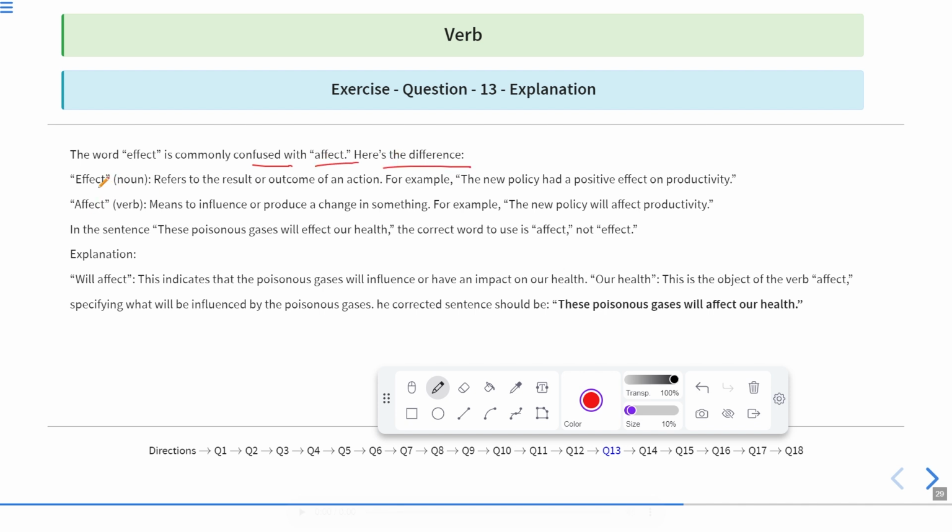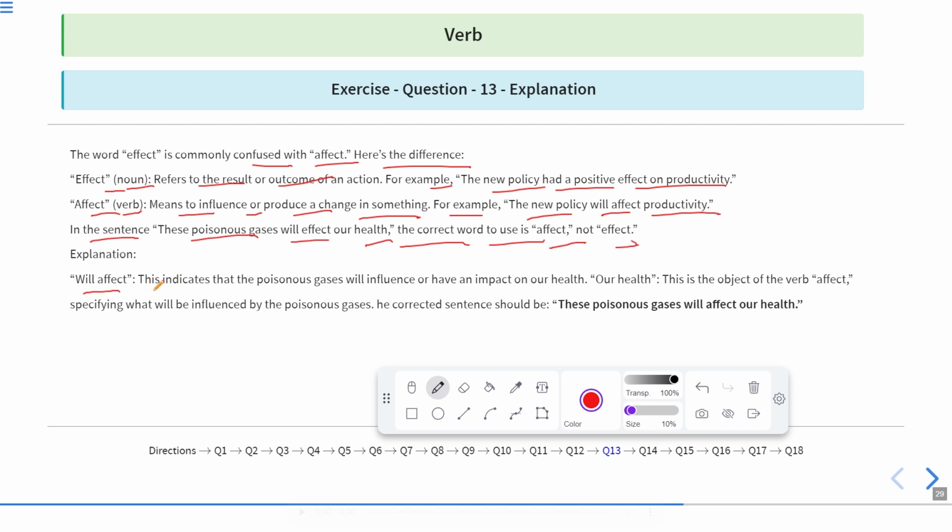Here is the difference. Effect is a noun, refers to the result or outcome of an action. For example, the new policy had a positive effect on productivity. Affect is the verb, means to influence or produce a change in something. For example, the new policy will affect productivity. In the sentence, the poisonous gases will affect our health. The correct word to be used over here is affect, not effect.